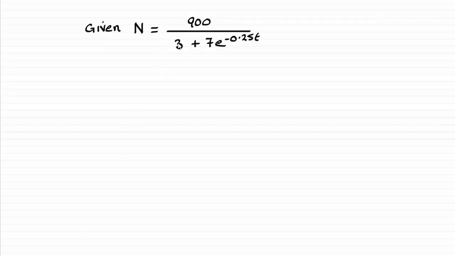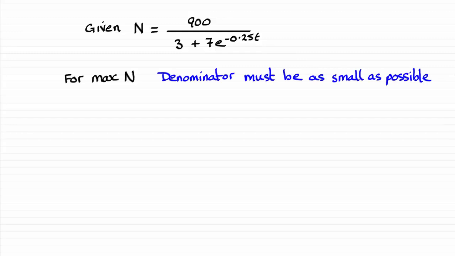If we're to maximize this fraction here, then we've got a constant on the top and a variable quantity on the bottom. So in order to maximize that, we've got to make the denominator, the bottom of the fraction, as small as possible. And because in this denominator we've got a constant, 3, our only variable quantity is this value here, and we're adding it to the 3. So this has got to be as small as possible. So it just means that e to the power minus 0.25t has got to be as small as possible.